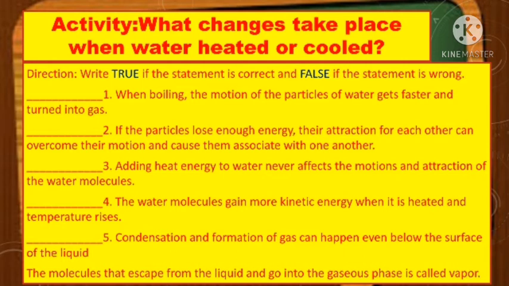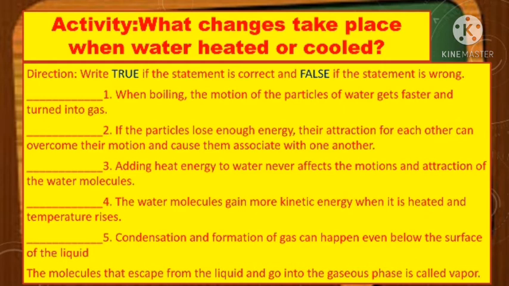For number 5, condensation and formation of gas can happen even below the surface of the liquid. The molecules that escape from the liquid and go into the gaseous phase is called vapor.